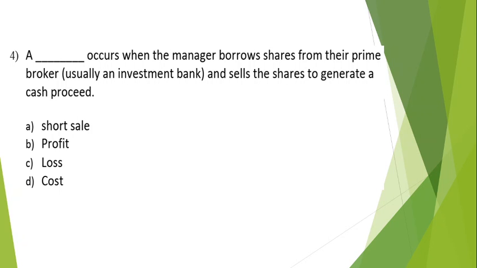We have another question. A dash occurs when the manager borrows shares from their prime brokers, usually an investment bank, and sells the shares to generate a cash proceed. What is that? Option A short sale, option B profit, option C loss, option D cost. What would be the answer for this? The answer is A. Option A is the answer, short sale.